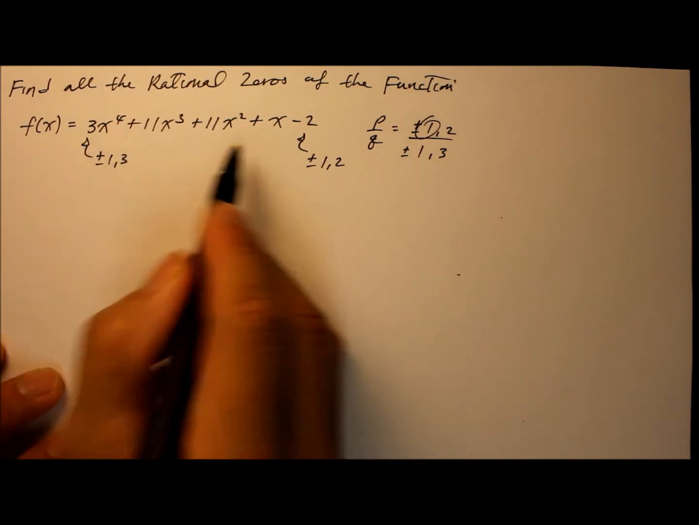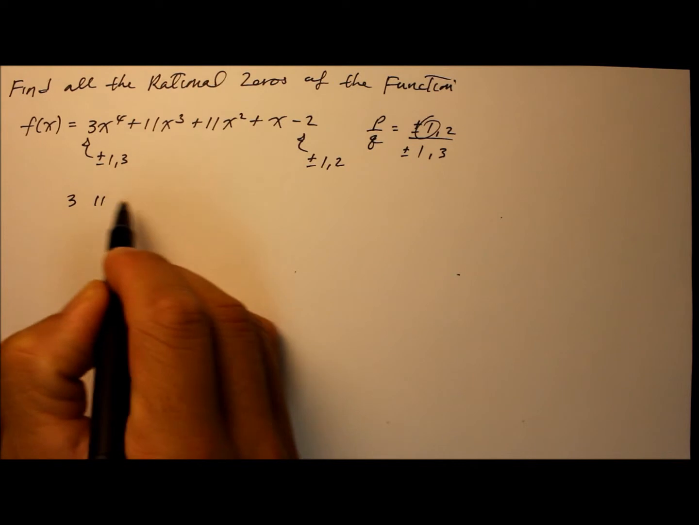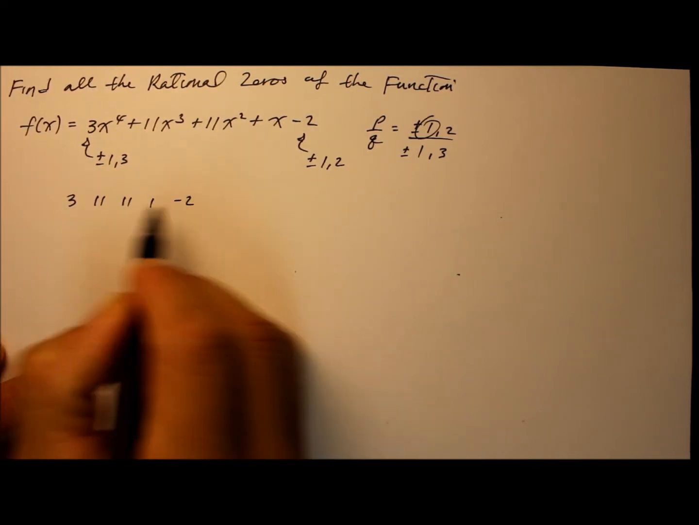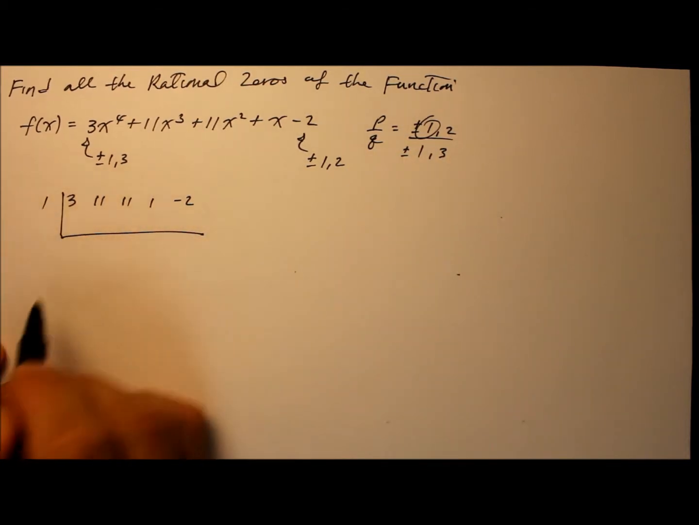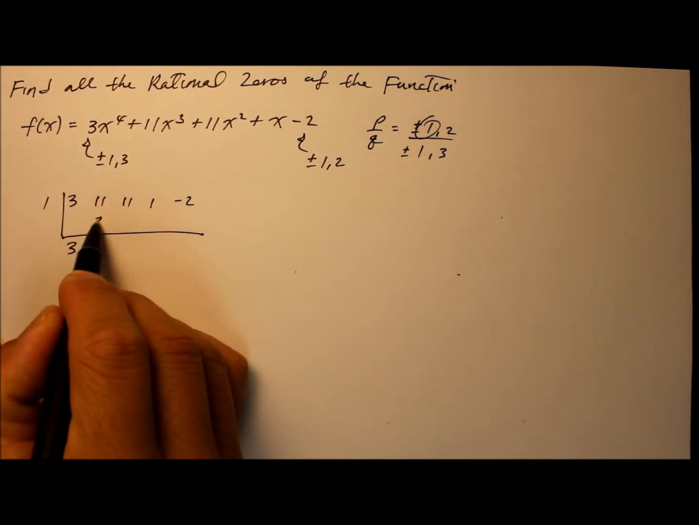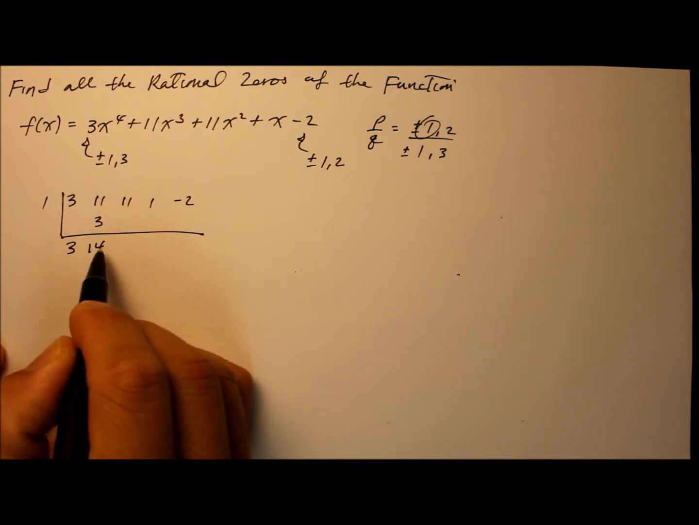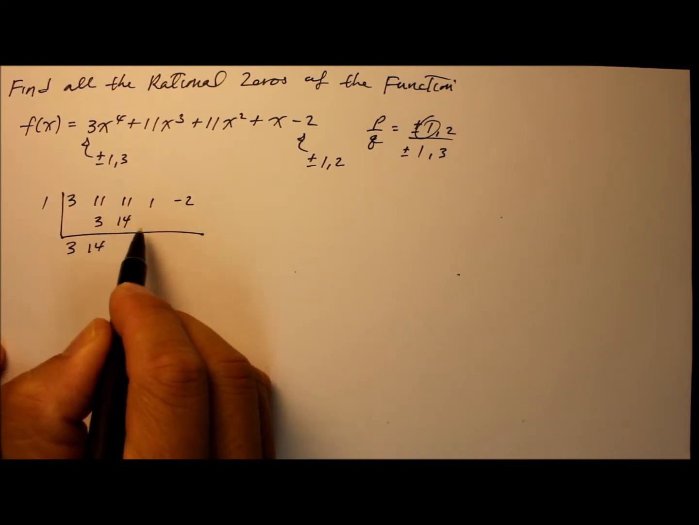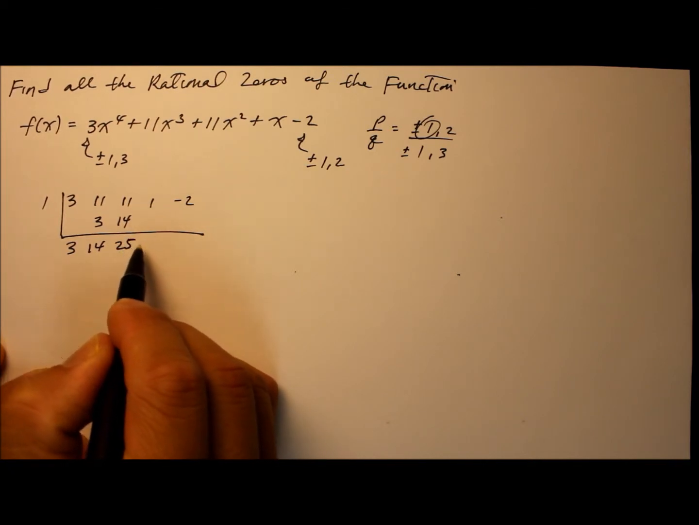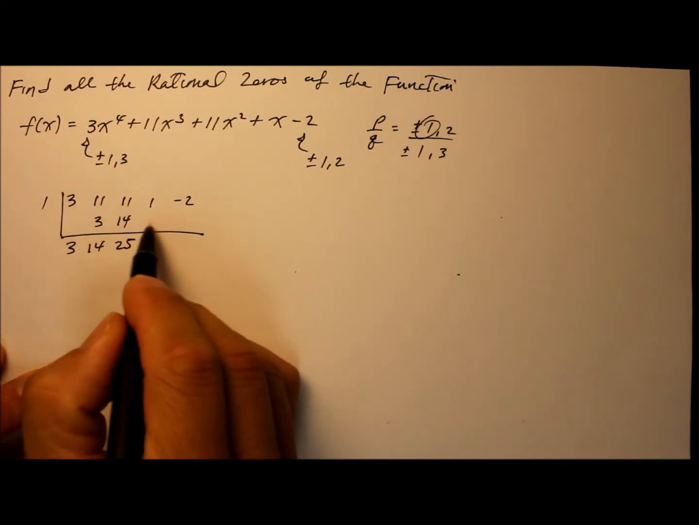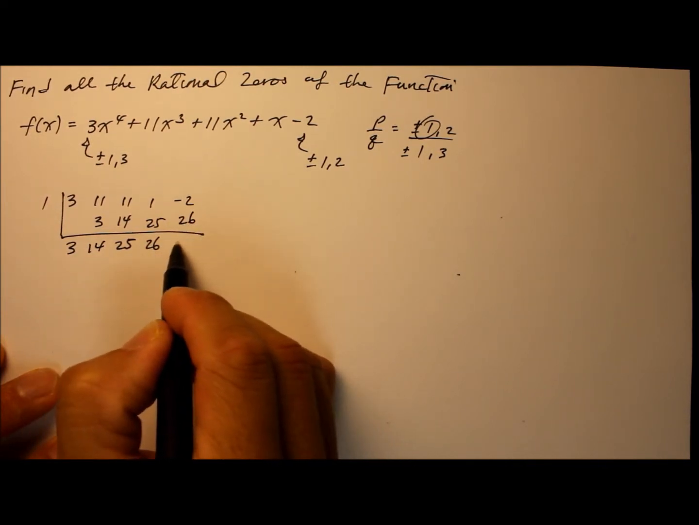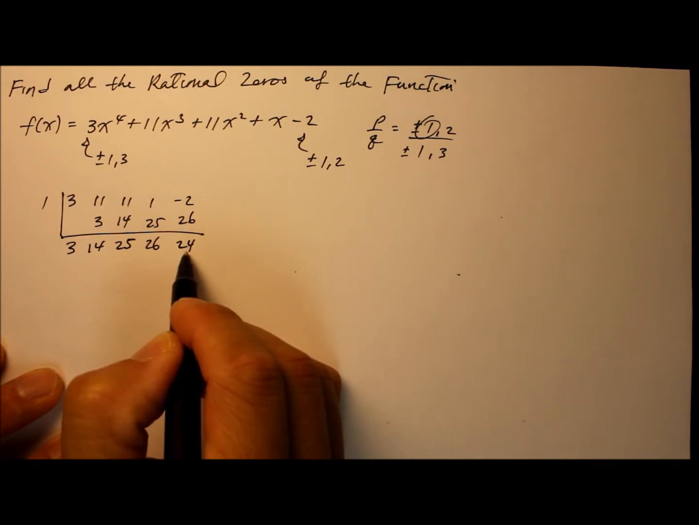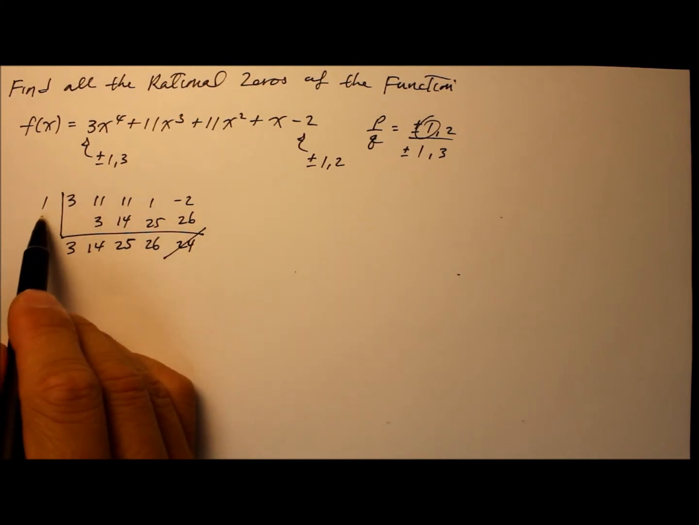Using all the coefficients, we got 3, 11, 11, 1, negative 2. Use synthetic division and use the 1 as a divisor. So bring down the 3, combine, 14, 14, 25. Uh-oh, this isn't going anywhere. 1 times 25 is 25, 26, 26, 24. That's not a 0, is it? Okay, our factor theorem did not prevail here. So 1 is not a factor.